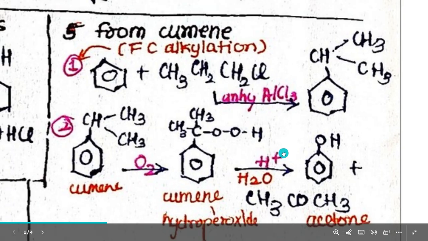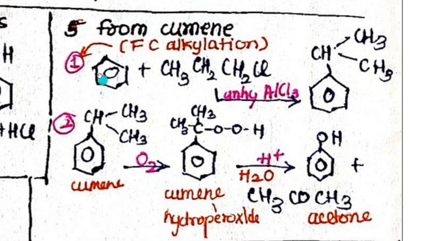Okay, for cumene, see, this is my benzene ring. Benzene ring plus this CH3, CH2, CH2, Cl. This is what? Chloropropane, right? This is an alkyl halide group, right? So benzene ring plus alkyl halide, that is chloropropane, in the presence of anhydrous AlCl3. Anhydrous AlCl3 came, means what process is this? Friedel Crafts alkylation. Why alkylation again? Because alkyl groups are getting joined to the benzene ring, right?